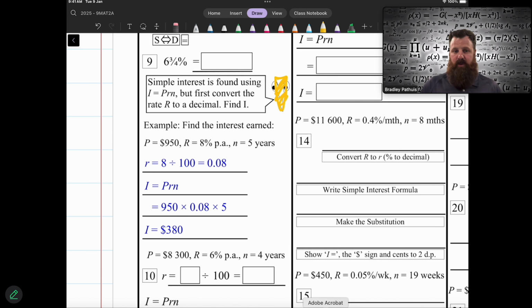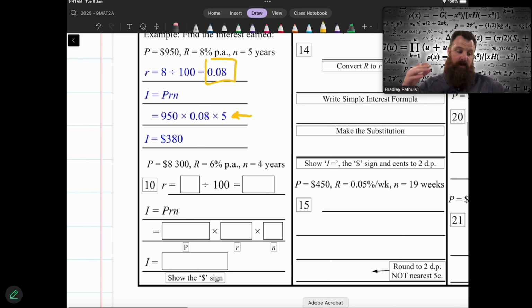It says find the interest earned if P, our principal, is $950, our rate was 8% per annum, and our time period was 5 years. So you can see they've got those things listed. They've changed their 8% to a decimal. And then they've written the formula, substituted the numbers in. That is what gets typed on our calculator, and then we get our answer at the end.